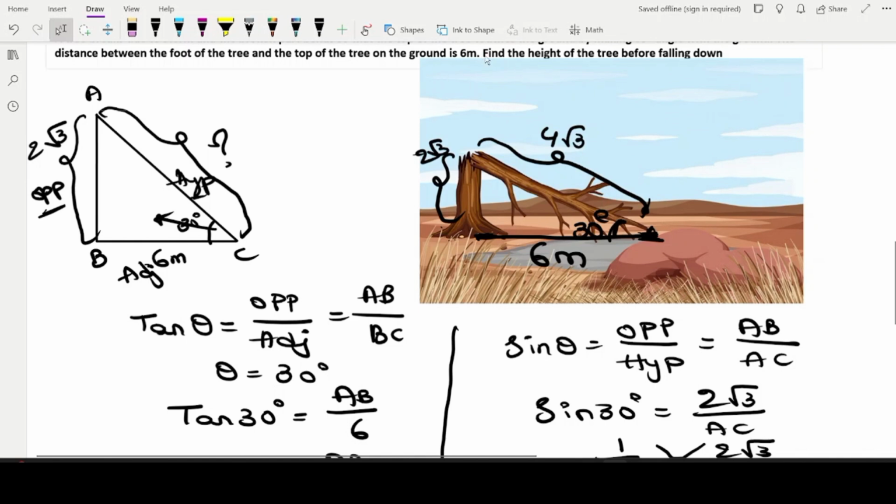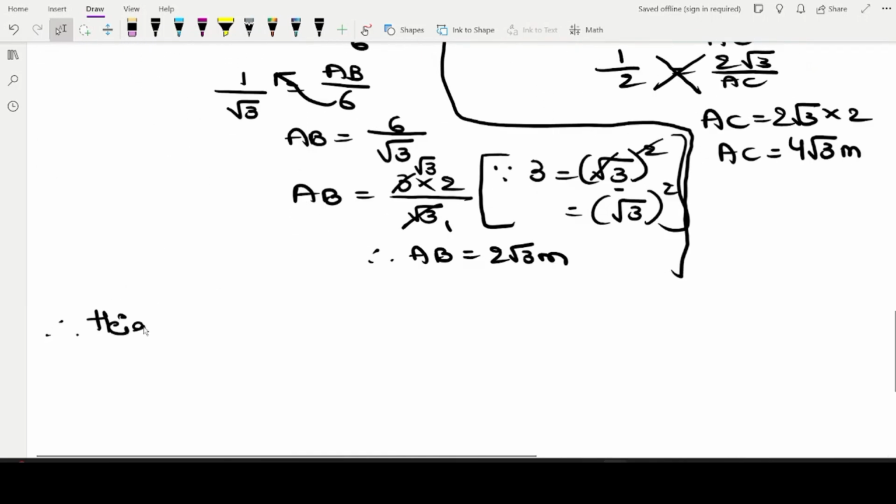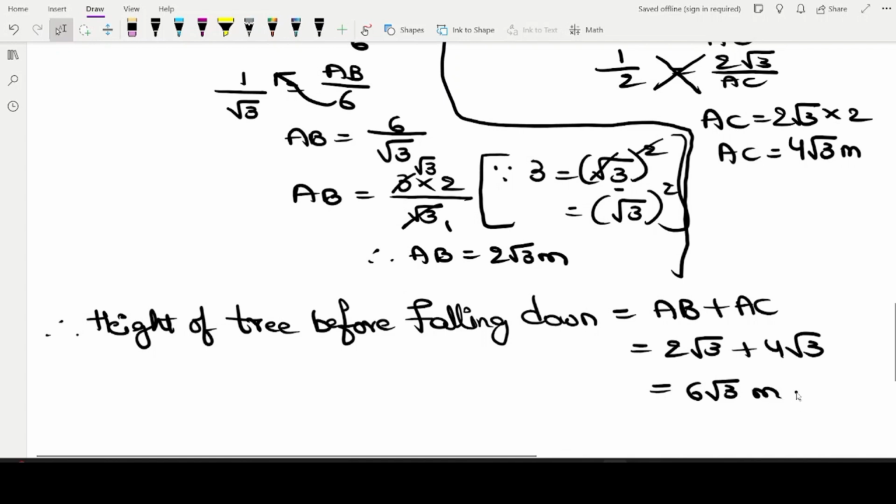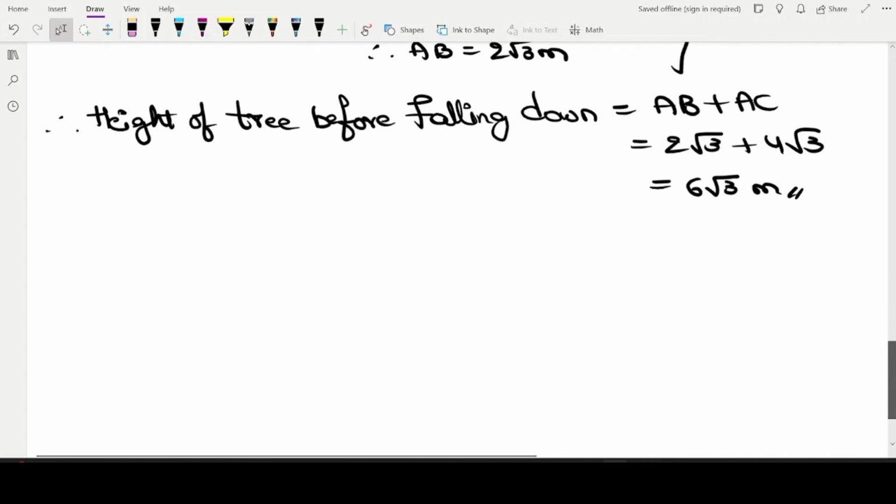So he's asking us to find the height of the tree before falling down. So to find the height before falling down, you need to add this value plus this value, which is AB plus AC. Now let us add them. Therefore, height of tree before falling down equals AB plus AC, which is 2 root 3 plus 4 root 3. 2 plus 4 is 6 root 3 meters. So the actual height of the tree before falling is 6 root 3 meters.